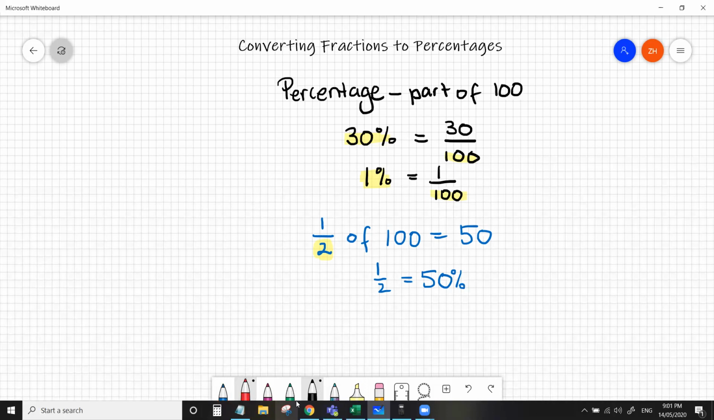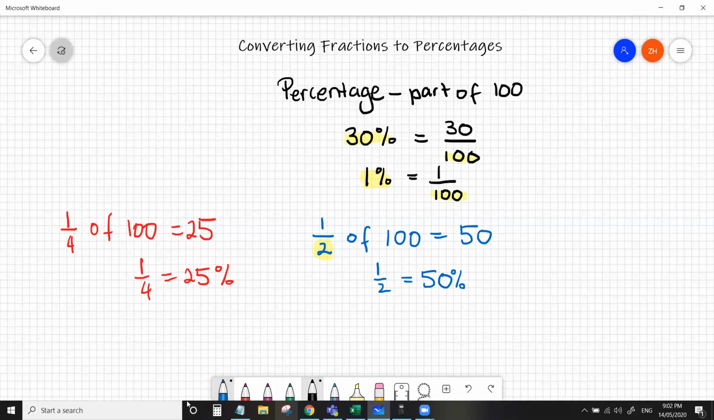I could write 1/4, and I know that 1/4 of 100 is 25, because 4 lots of 25 go into 100. So 1/4 could be written equivalently as 25%. Now, those ones weren't too tricky, but we could have all sorts of different fractions. We don't always know what a fraction of 100 is going to be off the top of our heads. So we need to work out some sort of operation we can use.